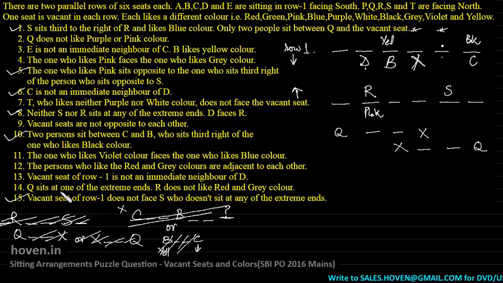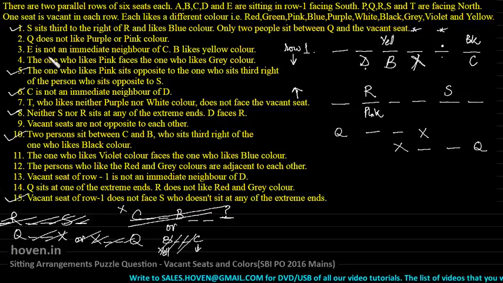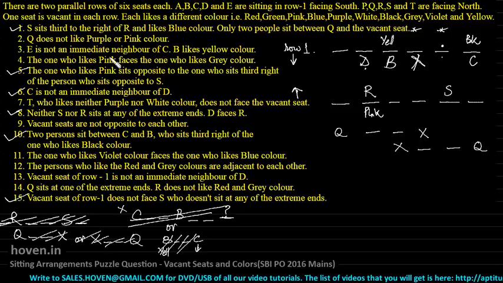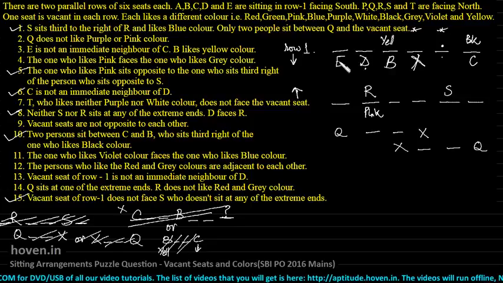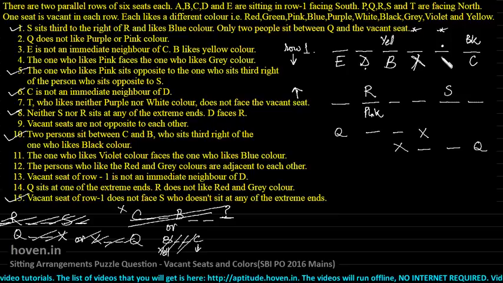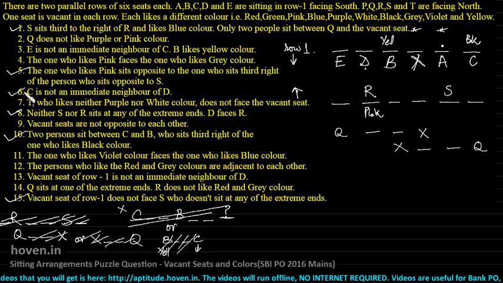And let us now again make another pass. Things will crystallize. Q doesn't like purple or pink. Wait for it because Q is not seated right now. E is not an immediate neighbor of C and B likes yellow color. E is not an immediate neighbor of C. This means E cannot come at this position. E will obviously have to come on this position. So the seats are finalized and I think A is left and we can easily paste A at this position. So where were we? Third has been finally consumed.